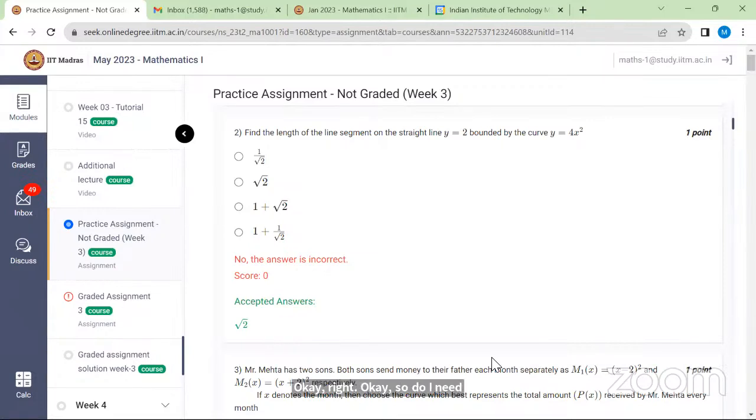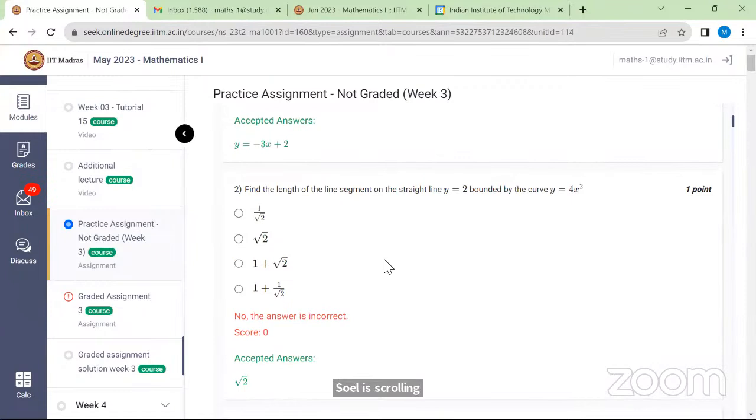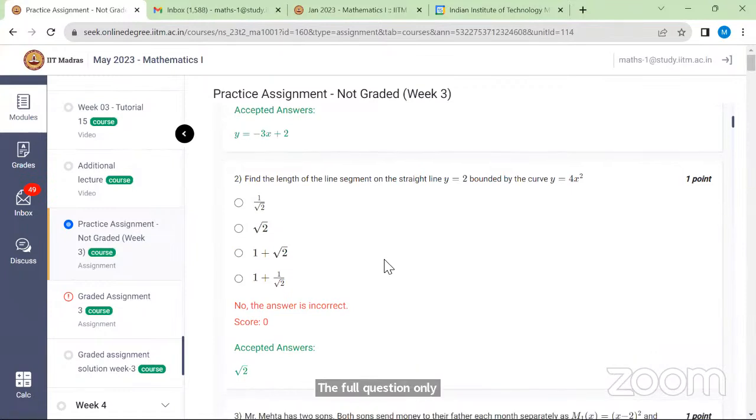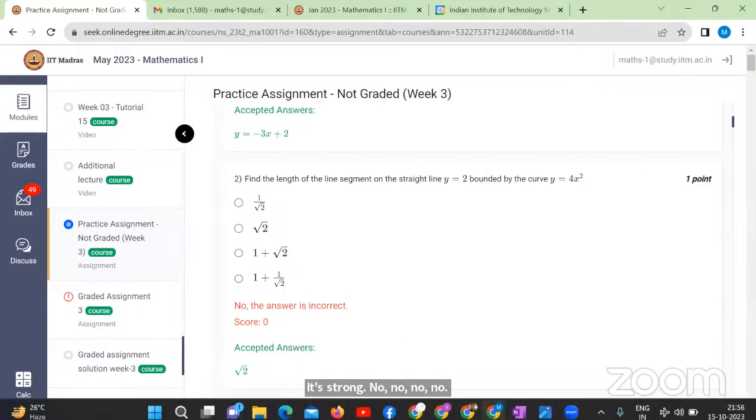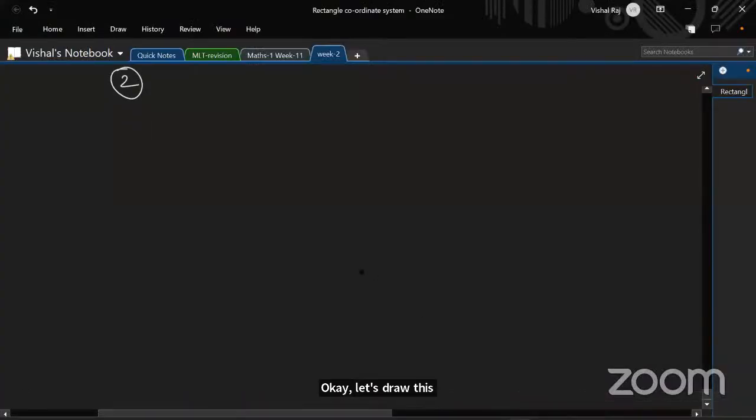Sir, can you scroll it? See the full question. Can we draw this diagram, sir? Okay, let's draw this diagram. Second one, let's discuss this.